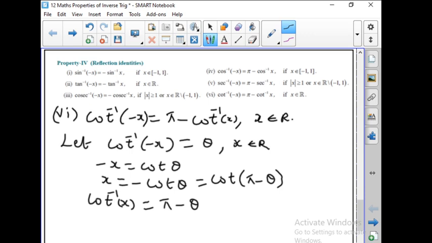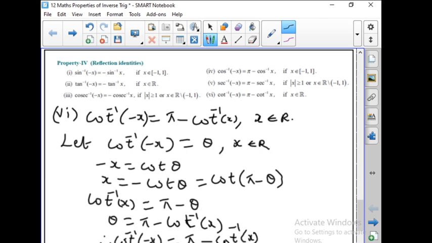So from this what you get? Theta is equal to pi minus cot inverse of x. But what is theta? Theta we have taken as cot inverse of minus x. Therefore, cot inverse of minus x is equal to pi minus cot inverse of x. Hence we have proved.